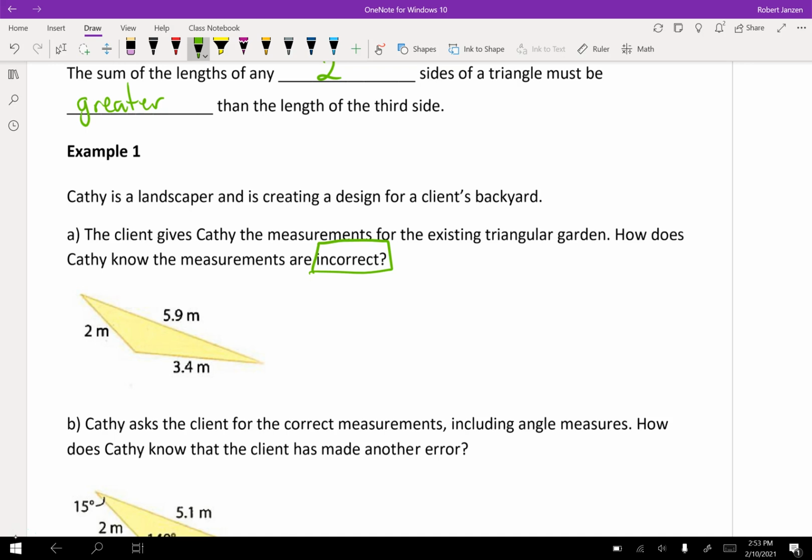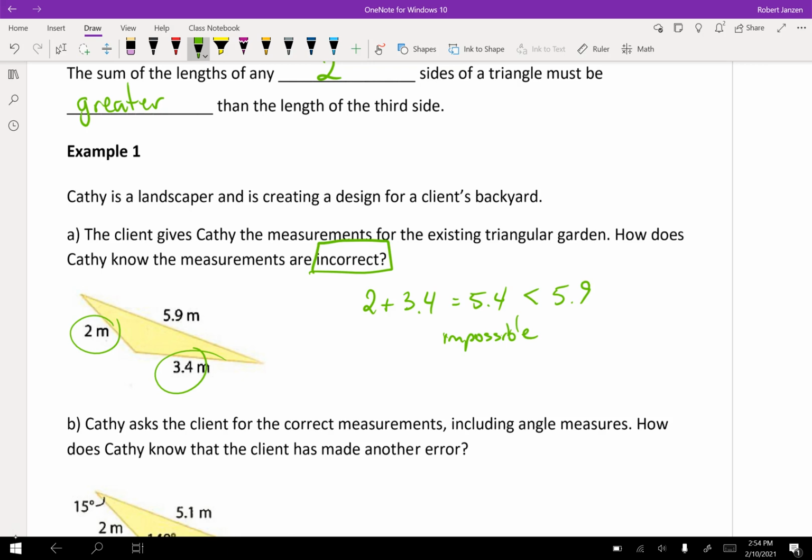Well, the reason is if you take the two small sides and add up the lengths, you get 5.4. That is smaller than 5.9. So this triangle is impossible. How do I know that? How do I know they're impossible?